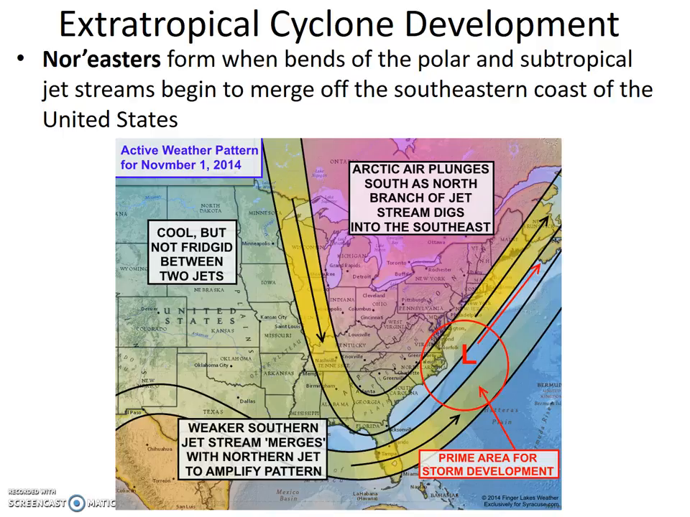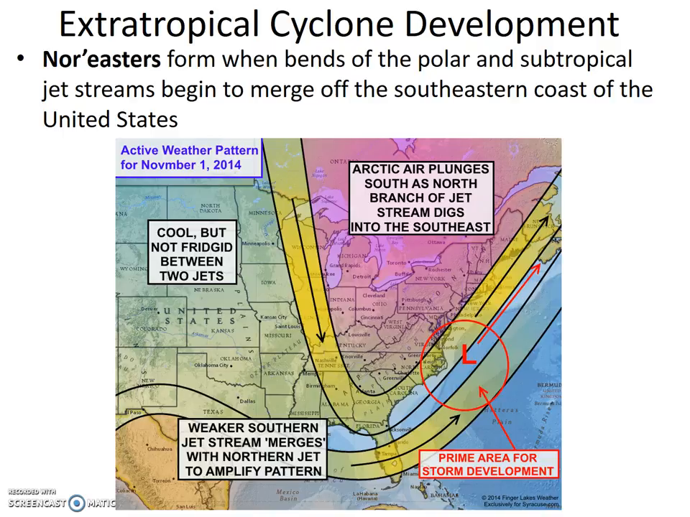In the north, over Michigan, the image caption reads, "Arctic air plunges south as north branch of jet stream digs into the southeast." Cold, frigid air. To the west, there is cool but not frigid air between the two jet streams. In the south, we have warm, moist air associated with the weaker southern jet stream. That merges with northern jet to amplify the pattern.